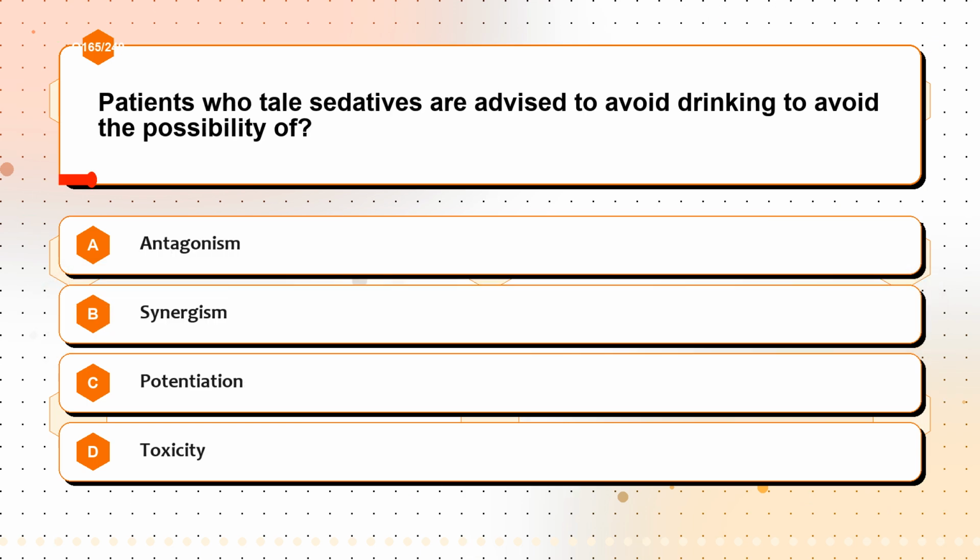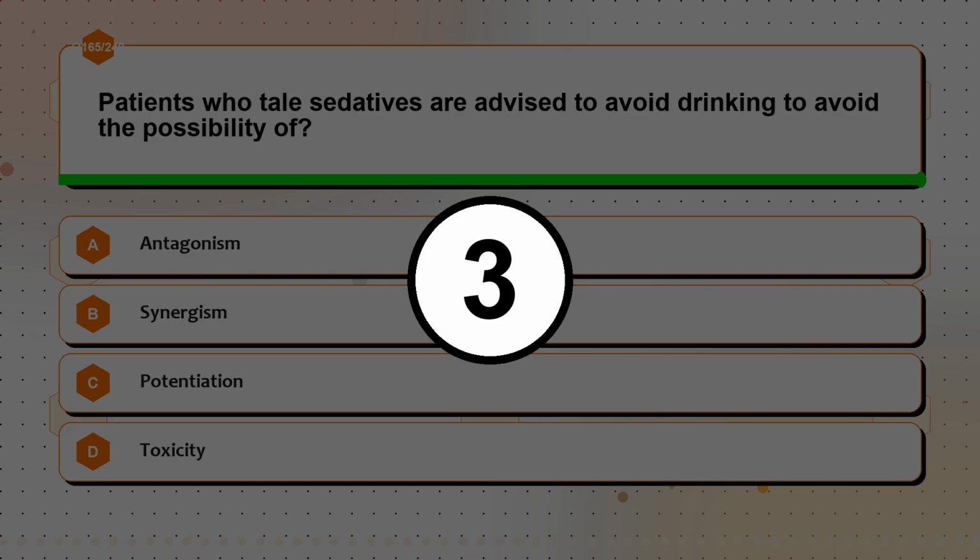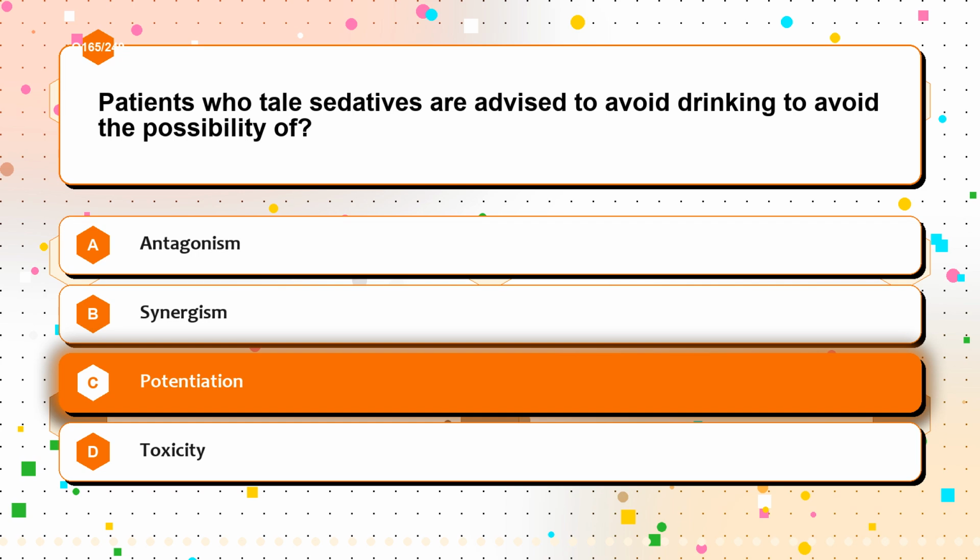Question 165. Patients who take sedatives are advised to avoid drinking to avoid the possibility of? Here are the options. Option A, antagonism. Option B, synergism. Option C, potentiation. Option D, toxicity. The correct answer is option C, potentiation.